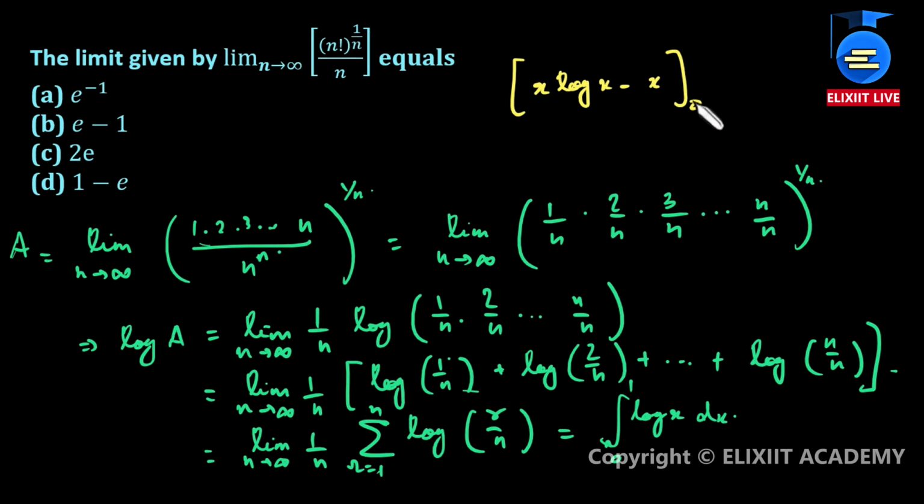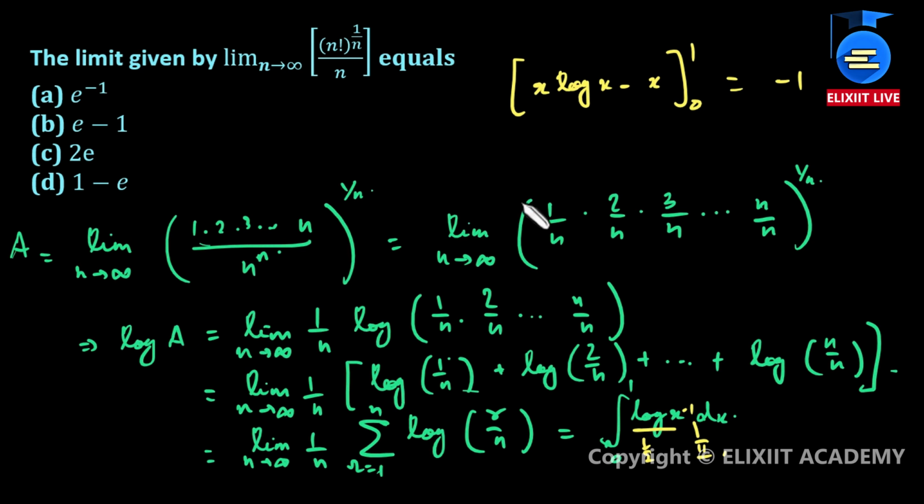The range goes from 0 to 1. Simple integration by parts, taking log x as the first function and 1 as the second function. Then we integrate by parts. So this is just x ln x minus x. You put the limits over here. You put 1 over here: log 1 is 0, minus 1, and for 0 this will become 0. So this is minus 1.